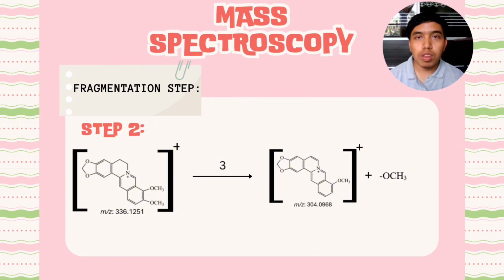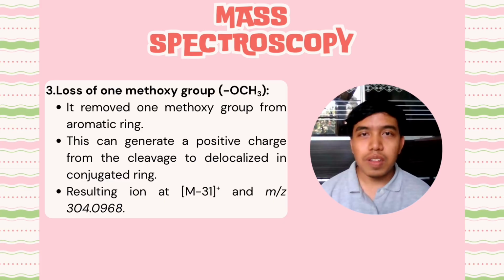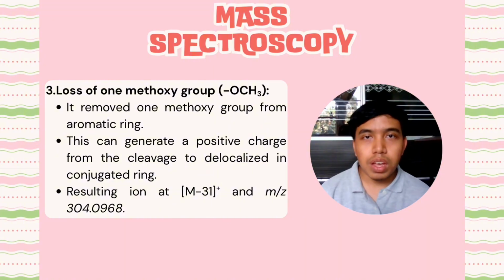And lastly, the third possible fragmentation pathway of berberine is the elimination of one methoxy group. Similar to the previous steps, the cleavage of this group from the aromatic ring can generate a positive charge that can be stabilized through delocalization in the conjugated ring system, resulting in the fragment ion at a mass to charge ratio of 304.0968. That's all for the mass spectroscopy of berberine. Thank you.